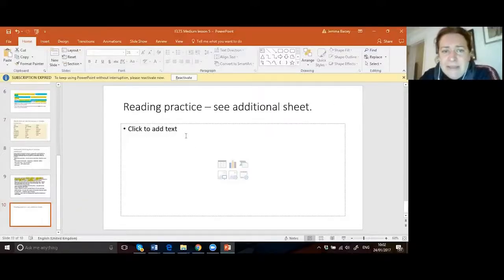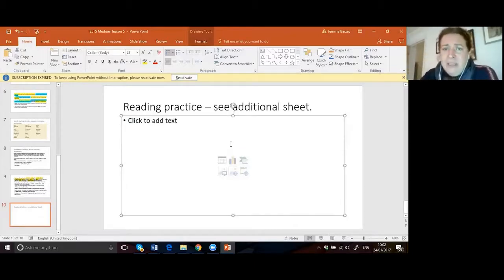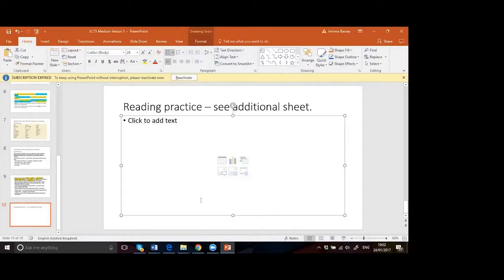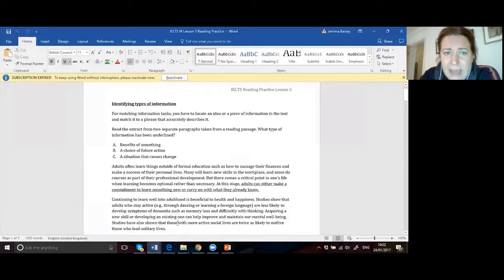So the reading practice today, I've put it on an additional sheet because, as you remember, the reading texts can be a lot of information, and it can be quite difficult to see on the screen, on a PowerPoint. So I've put it on a Word document, and it should be here. Okay, so the type of task that we're looking at today is identifying types of information.